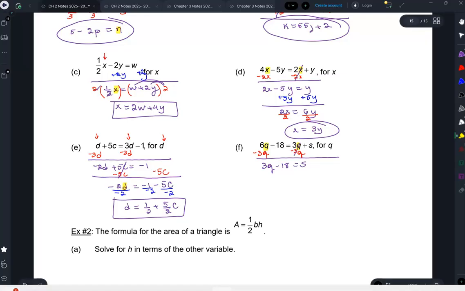Plus 18, right? Because I'm solving for q, so I want to get the 18 out of the way. Plus 18, it doesn't align with the s. I'll just put it here. So what do I have? 3q equals s plus 18. Correct.